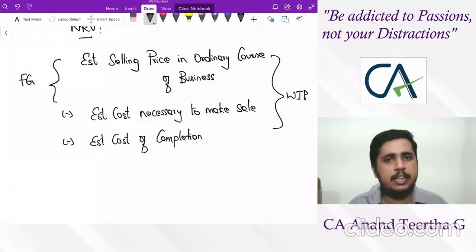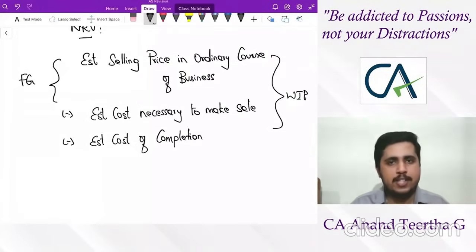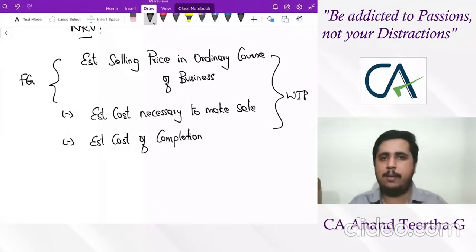What other cost is there for completion purpose? So for that reason, the third one doesn't come for finished goods, but all three will come whenever work in progress is involved. So this is how you have to calculate NRV. Apply this formula, finally get the value, that is your NRV. So cost or NRV, whichever is less, is the value of inventory of what? Of finished goods and work in progress.